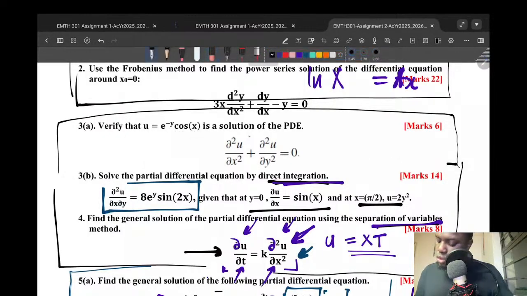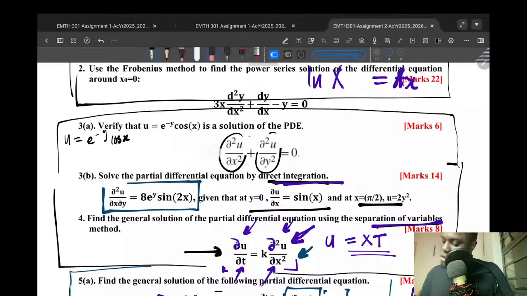So you have your u. You write u is equal to e to the negative y cos x. Now find these. Then you are just going to add them and show that they'll actually give you 0. So let's differentiate here. We are differentiating with respect to x 2 times, and here with respect to y 2 times. Remember, when you differentiate with respect to one, the other is a constant.